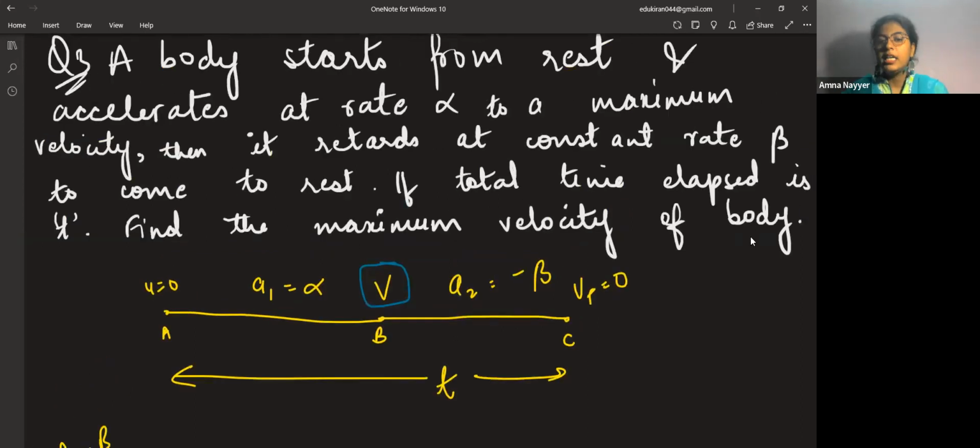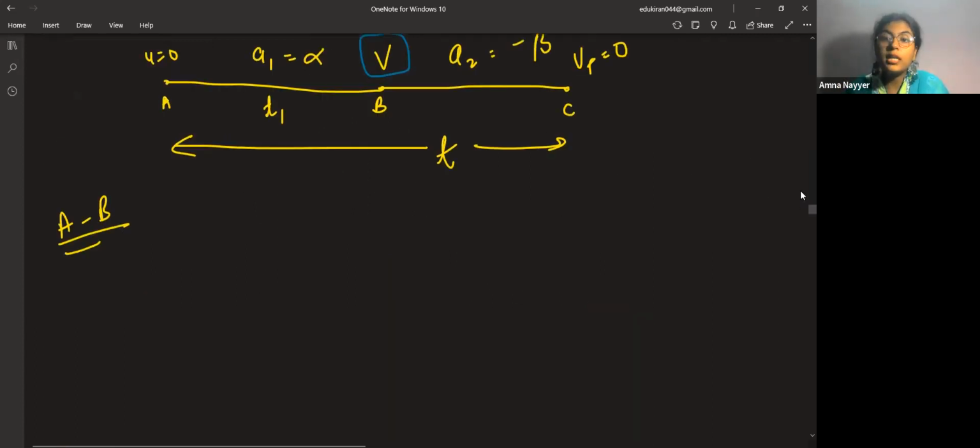What all things do we have? Initial velocity is 0, right? Acceleration, the first acceleration, this is alpha. Maximum velocity is capital V, which is unknown, which we have to find out. These things are only mentioned, nothing else. Let's assume the time that has elapsed in this duration is T1. Total time elapsed is T, so you cannot use small t, because small t is the total time that has been elapsed. We are currently talking about time elapsed from A to B.